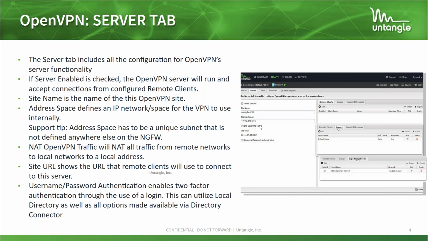Address space is how we define the IP address pool that is going to be used to assign the connections an IP address to be able to access devices and services on your local network. An important note about the address space, it does have to be a unique subnet that is not defined anywhere else on the NG firewall. So you can't put in your internal subnet, or a smaller portion of that subnet, into the address space for OpenVPN. It will not work.